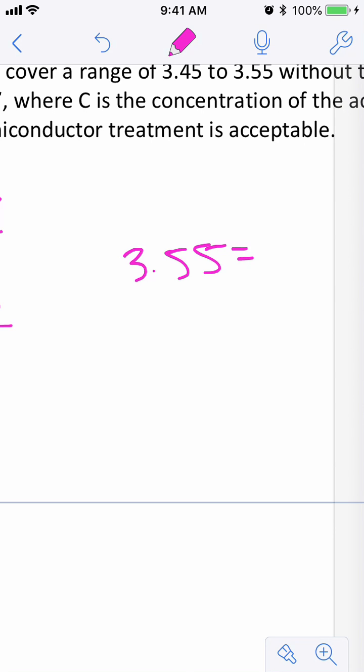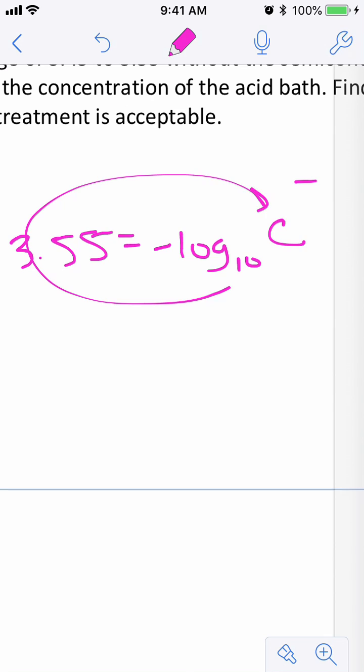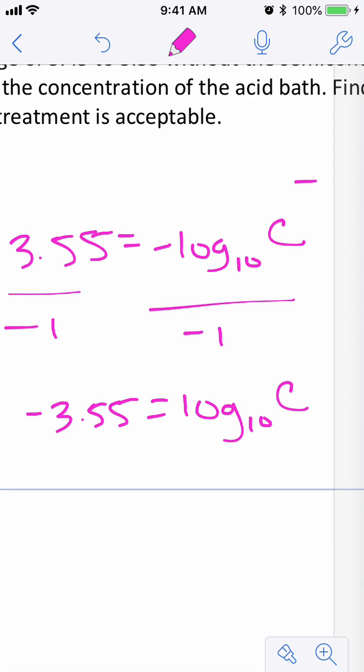3.55 is equal to negative log 10 of c. So we'll go around in a circle, right? We go this way, technically. 10 to the negative 3.55 equals, my apologies, I skipped a step. Divide by negative 1. So we get negative 3.55 equals log 10 of c.